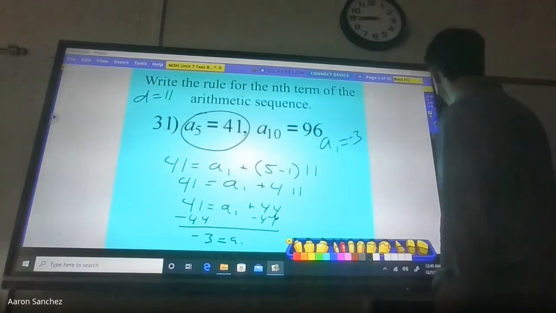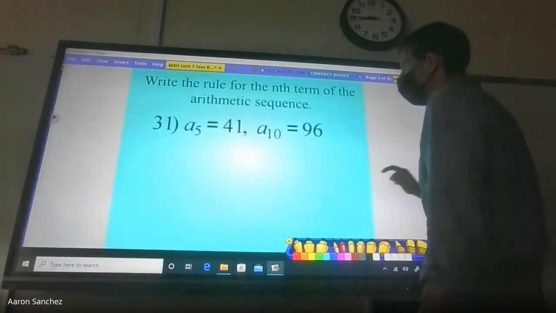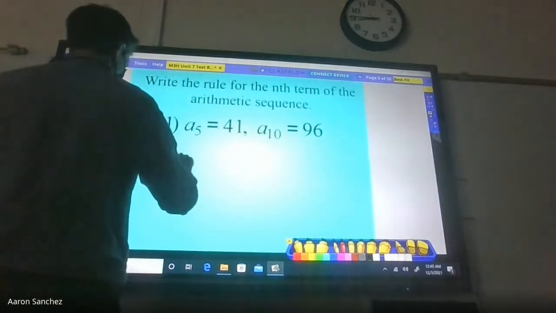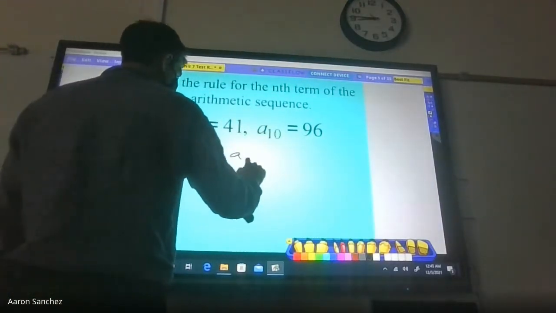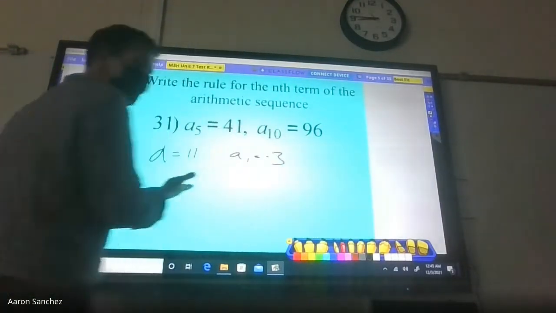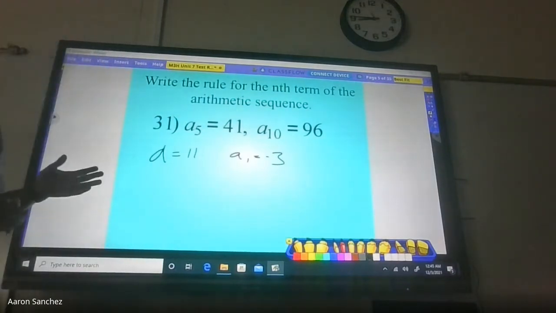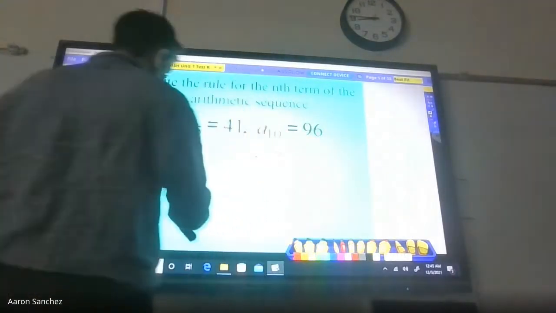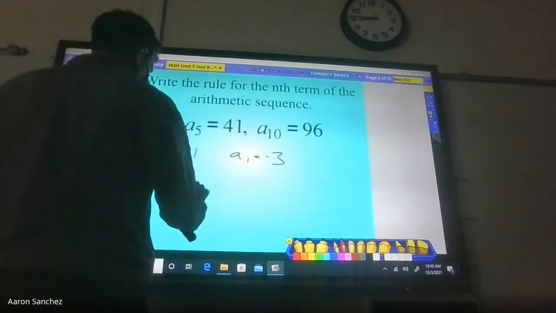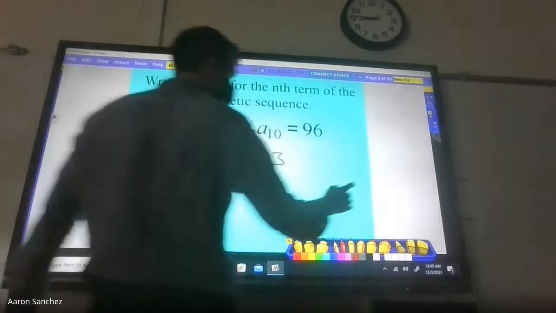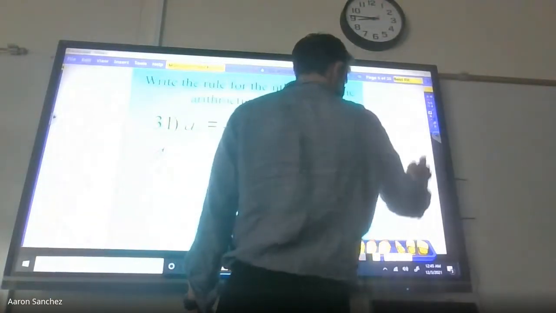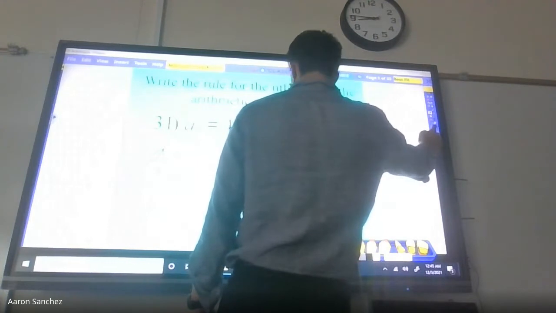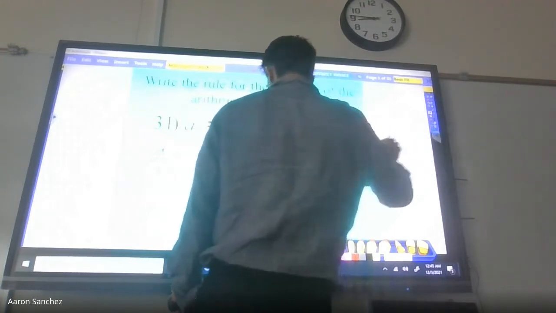So we got a sub 1 equals negative 3. You guys have those written down? Because I'm going to erase it. So what do I have? I have d equals 11, and then a sub 1 equals negative 3. And then we plug it back in to the equation again to get our equation, right?